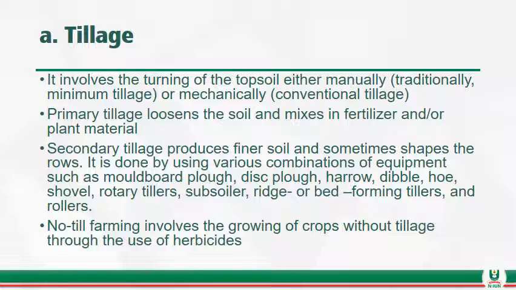Another form of land preparation is the tillage. And after clearing your land, you want to till it. And tilling simply means turning the topsoil. Okay, you are turning the soil the other way. You are putting the topsoil under and then you are putting the one under on top. So you can either do it manually using your hoe, or you can do it mechanically using the plow.